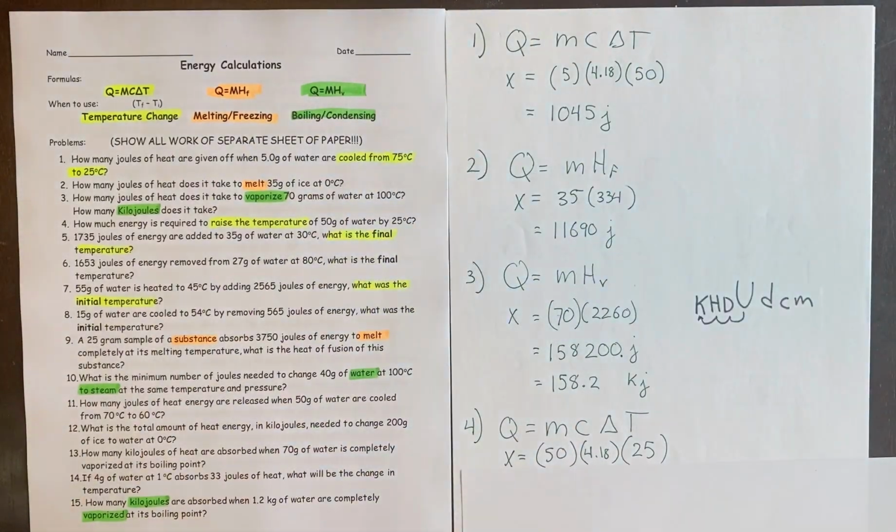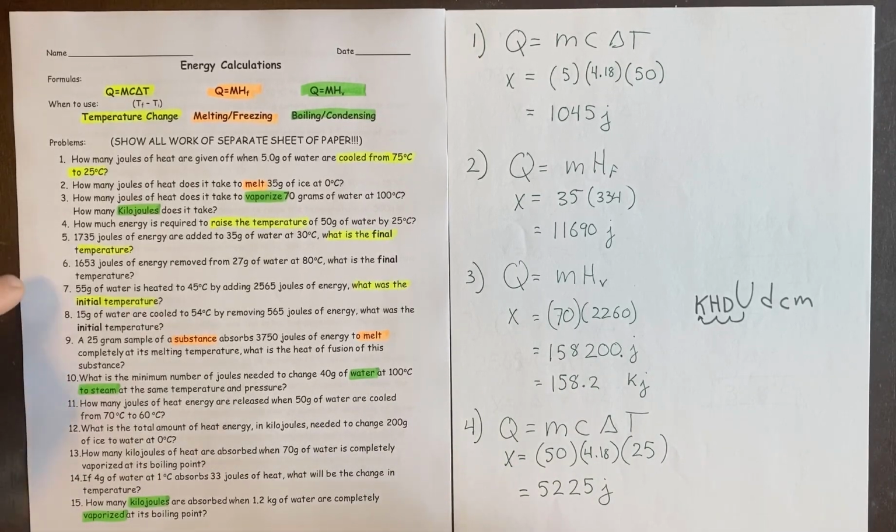Like on problem 1, it said the temperature went from 75 to 25, so I had to subtract those two numbers to get my delta T. But on this one, they're telling you it went up by 25. I don't need the numbers if they tell me the change. In other words, it doesn't matter if the temperature of the water went from 100 to 125 or from 200 to 225. If the change is 25, then that's ultimately all I really need. So that's where the delta T came from. Multiply them together, and there you go, 5,225 joules.